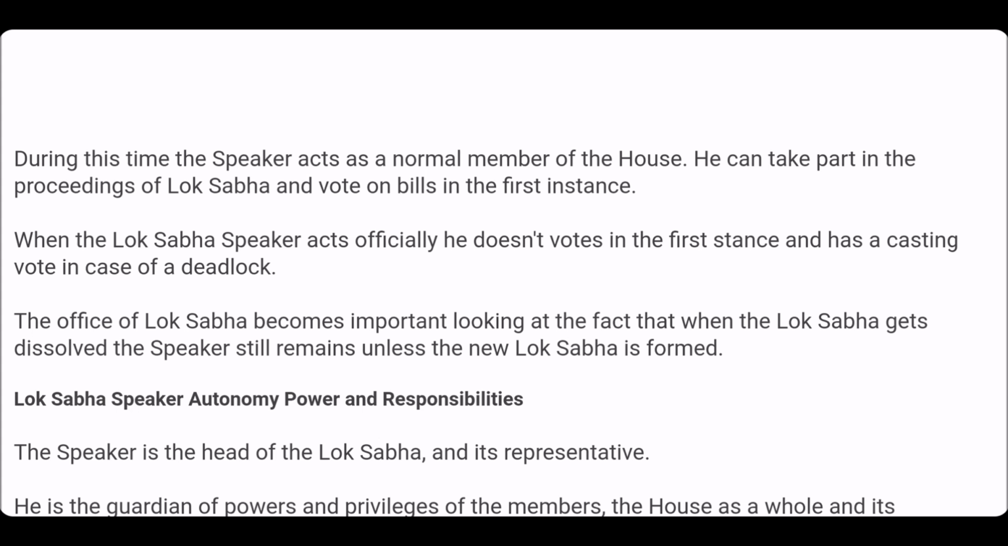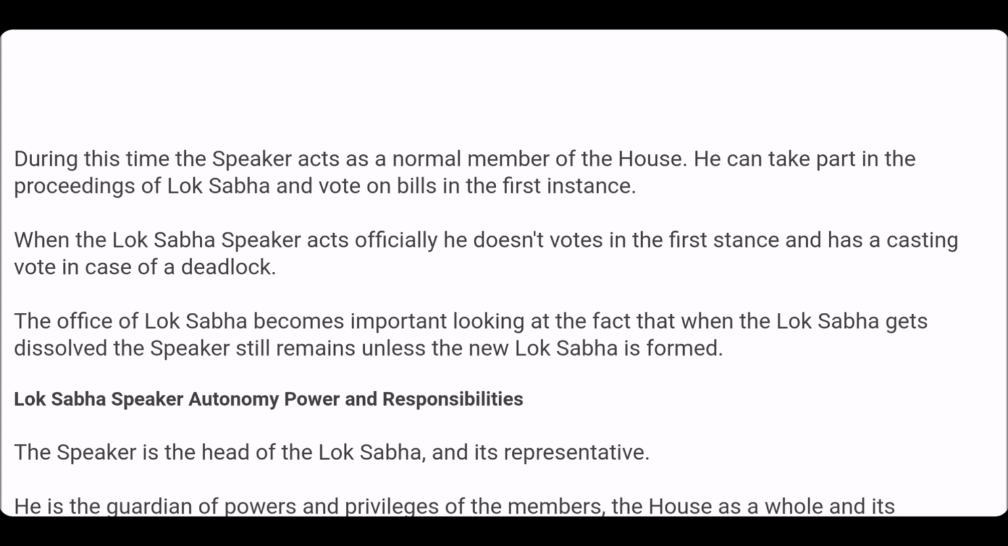Okay. But when a speaker is not acting as the presiding officer, then obviously he is acting as a normal member of the house, and in that circumstance, speaker can vote in the first instance. That means that if at that time some bill is taken up in the house, then speaker can put his vote. So obviously when the speaker is acting as the presiding officer, then he can vote only in the case of a tie. But when a resolution for his removal is under consideration and he is not the presiding officer, then he can vote in the first instance.